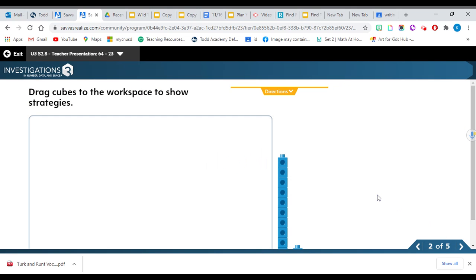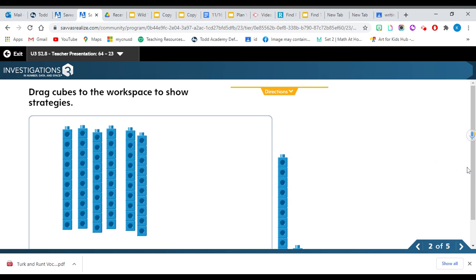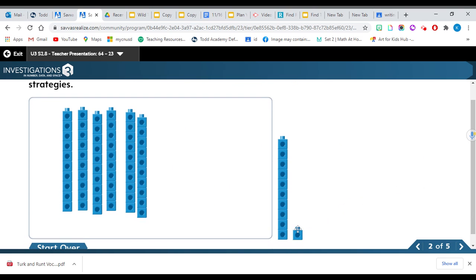So let's look at this slide. We can draw cubes to show our strategy. So let's remember our problem again. It was 64 minus 23. So just to help us remember, let's build a 60: 10, 20, 30, 40, 50, 60, and it was 64. Let me show you those ones. 61, 62, 63, 64. So there's my 64.